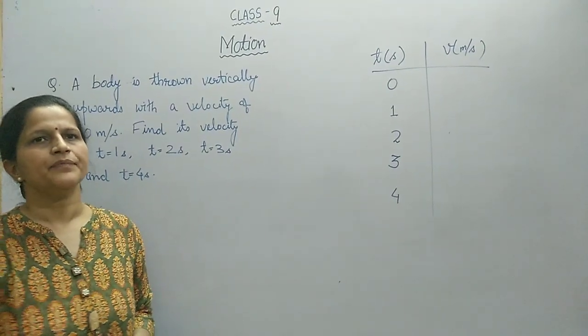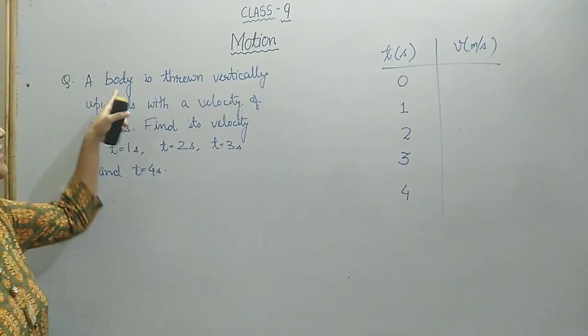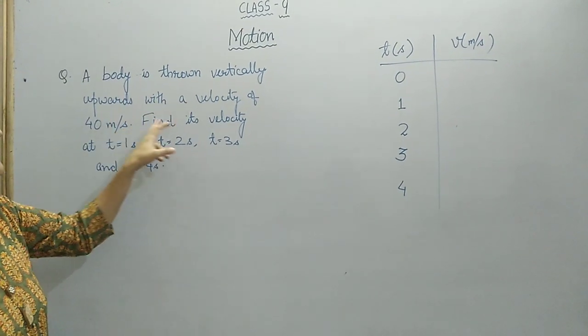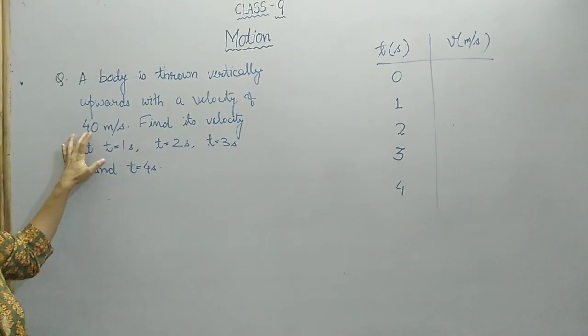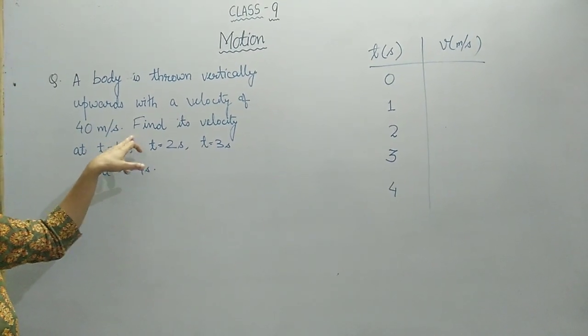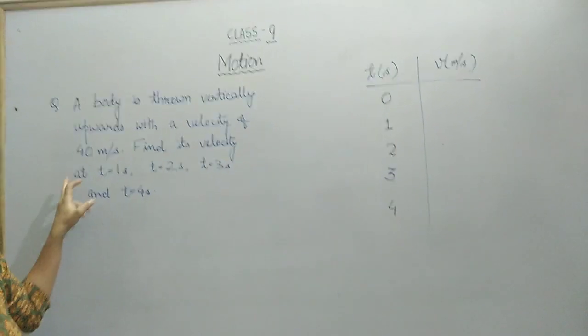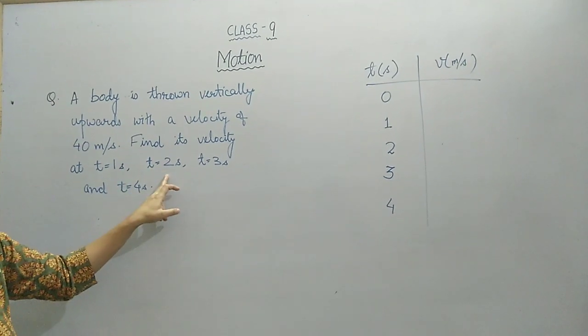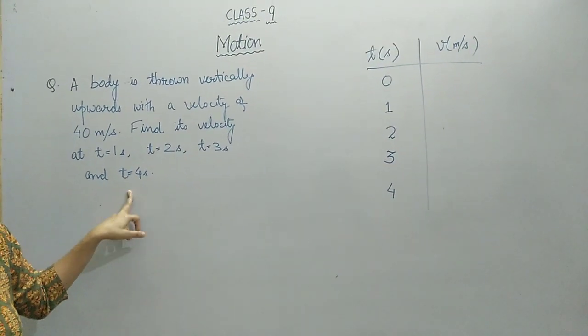Another example, I have taken a body which is thrown vertically upwards with a velocity of 40 meter per second. Find its velocity at t equal to 1 second, 2 seconds, 3 seconds and 4 seconds.